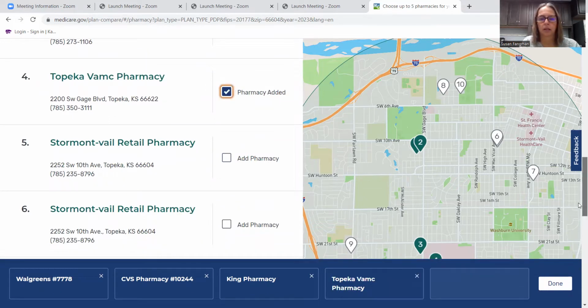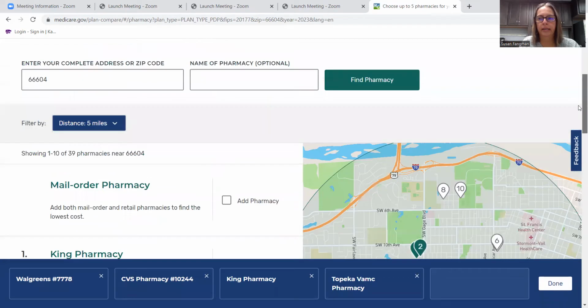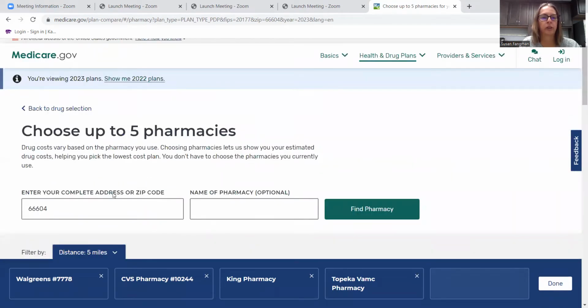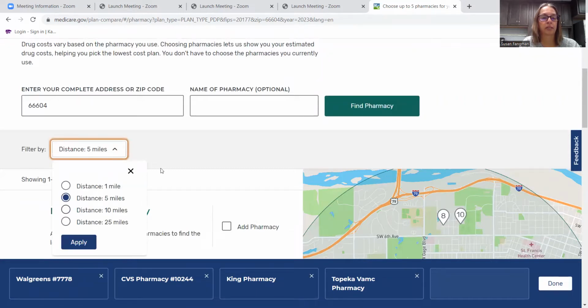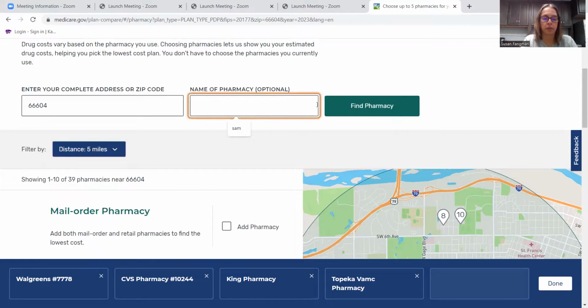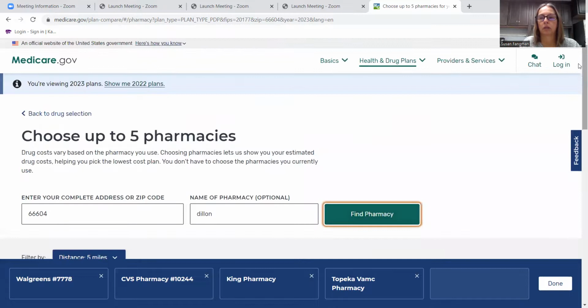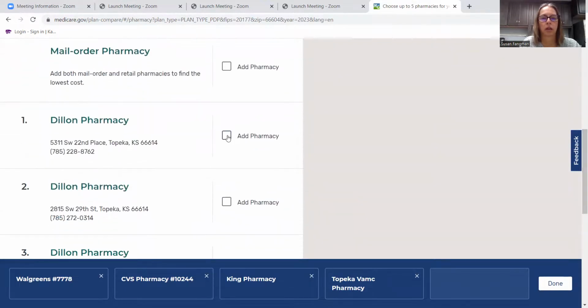And then I'm not finding the one I need. So I can either expand my search. Like right now I'm doing 5 miles. I can take it out to 10, or I can type it in up here. And we'll click that.